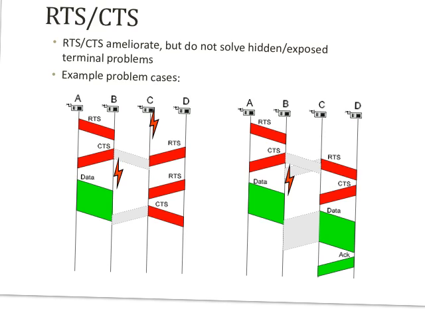Why didn't it go into NAV when A is sending to B? I'll tell you why. Because when C receives the CTS, it received at the same time an RTS. So this CTS is not recovered. C is not in the range of A. Yes, of course, it's not in the range of A.